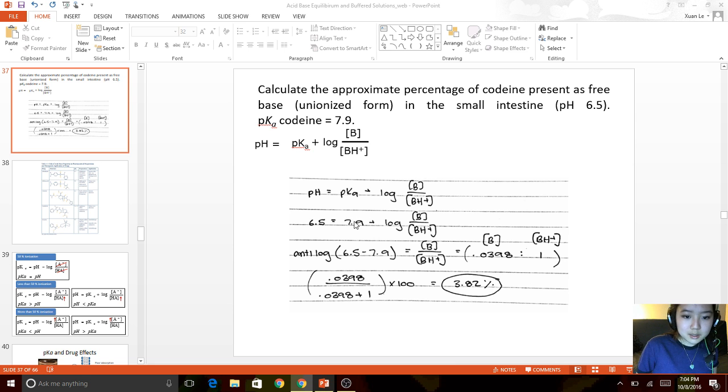And then once we subtract both sides by 7.9 and then take the anti-log of both sides seen right here, we're going to get the ratio of the unionized and the ionized form of that base. And so it's going to be 0.0398 to 1. And so to find the percent unionized, we're going to get the unionized over the unionized plus the ionized and multiply all that by 100, and it's going to give us 3.82%.